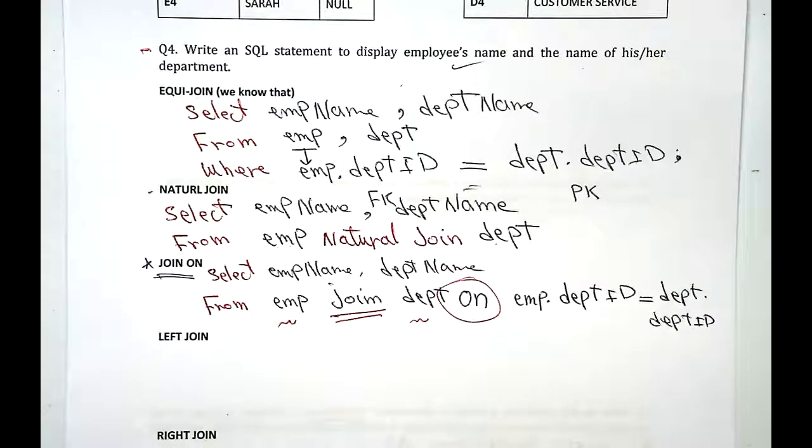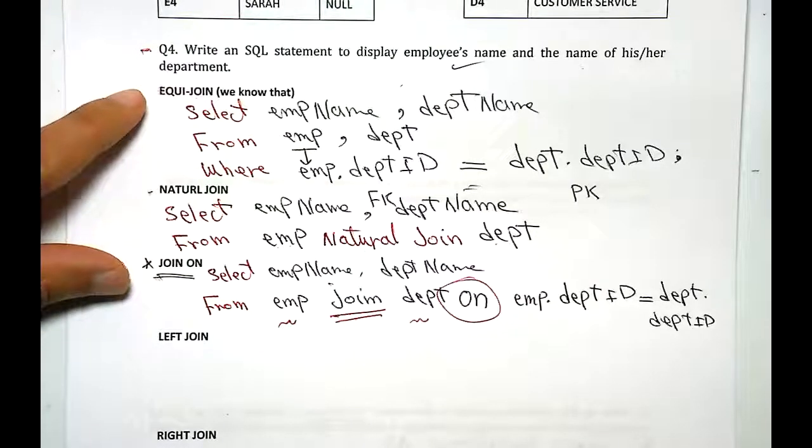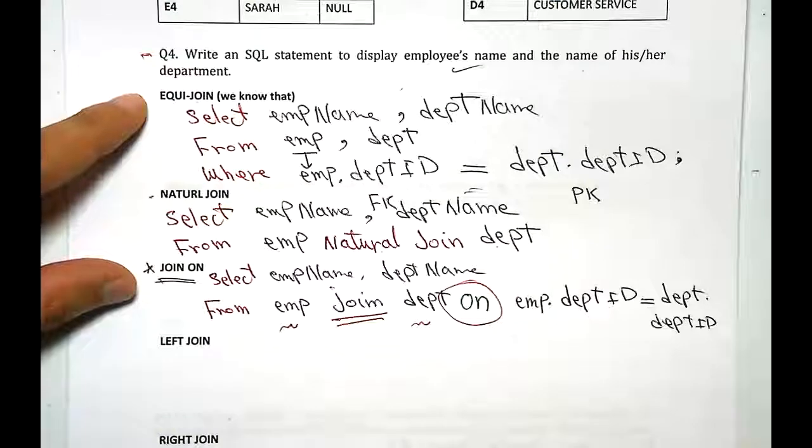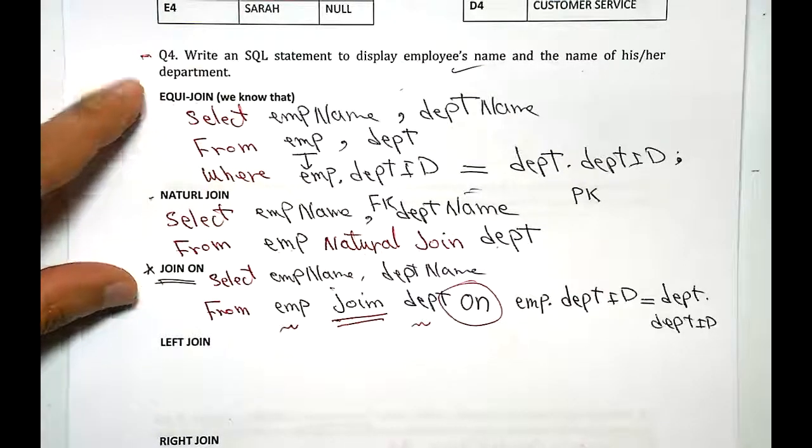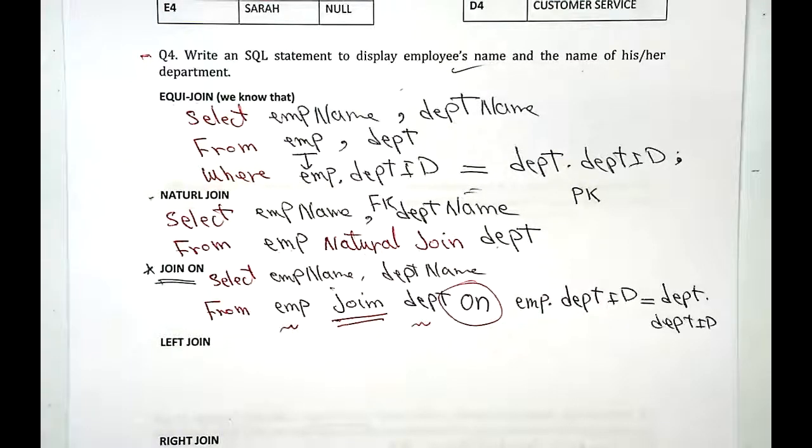So the three joining types, equi-join or natural join or join on, they will give the same output, but they just do matching between foreign key and primary key in different ways. So what is the output in any way in these three cases?